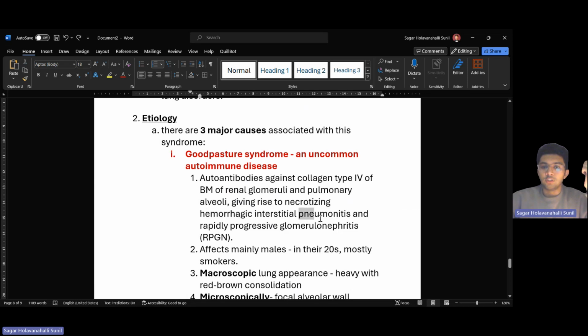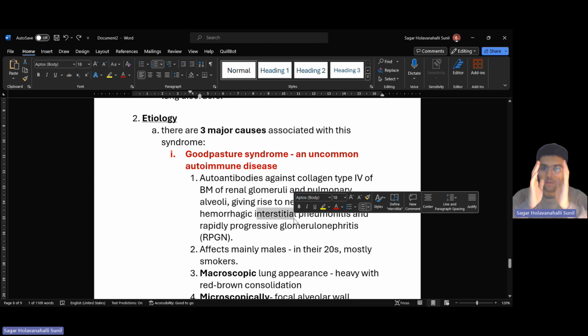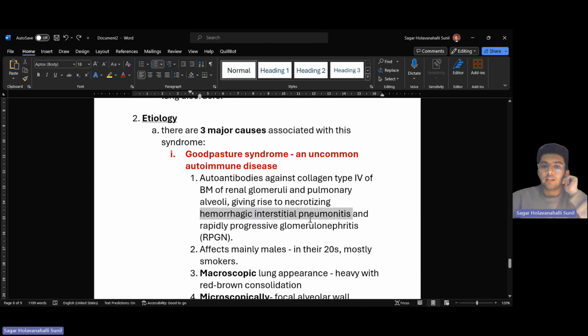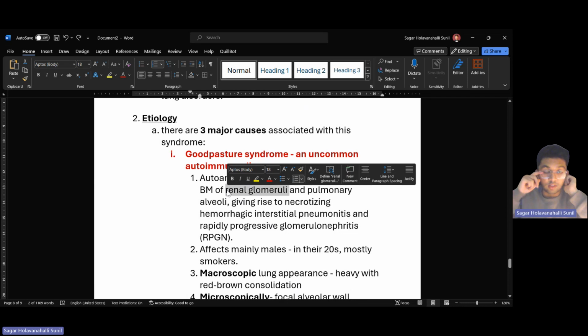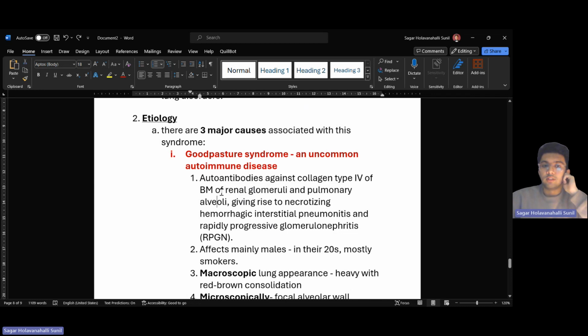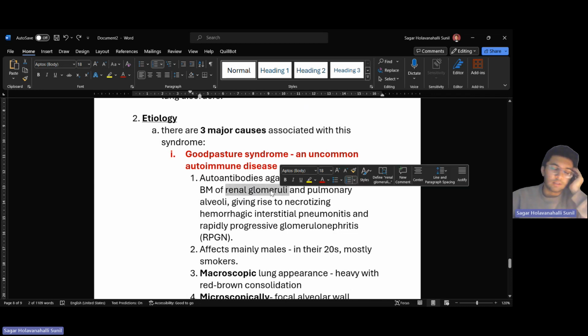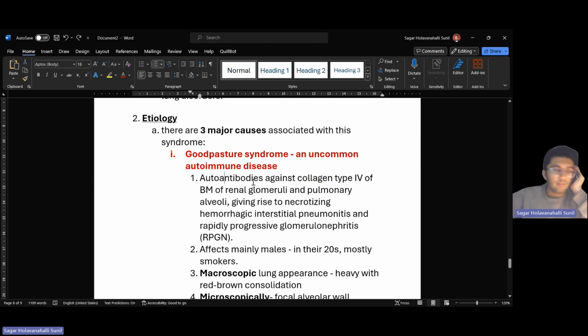And this will cause pneumonitis, interstitial pneumonitis, because it's the interstitial space that's going to get destroyed first, and it's going to be hemorrhagic. Therefore, hemorrhagic interstitial pneumonitis. Now, the same thing can happen to the renal glomeruli as well. The renal glomeruli contain collagen type 4. Autoantibodies bind to this. The complement system, such as C3b, then autoantibodies such as IgG, IgM also, but IgG is better. So these will bind to this collagen type 4.